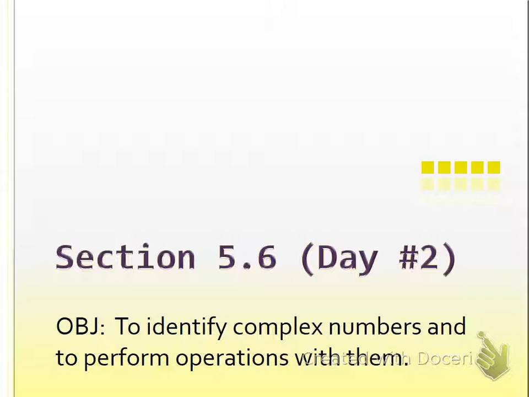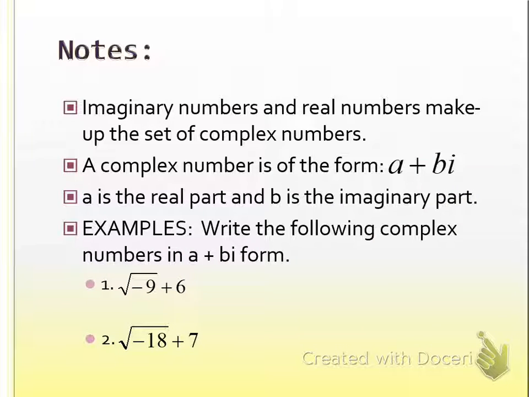Remember last week we talked about imaginary numbers. They're also referred to as complex numbers. We'll talk more about what that means specifically today. Any imaginary number can be written as a complex number. That's why sometimes they're referred to as the same kind of thing. All right, our notes state imaginary numbers and real numbers make up the set of complex numbers. A complex number is of the form a plus bi.